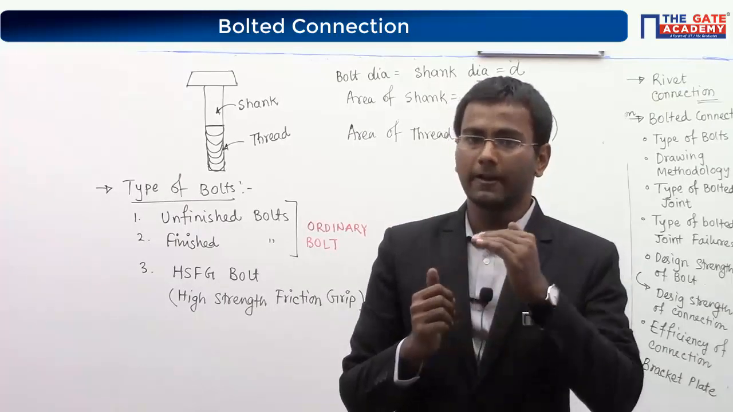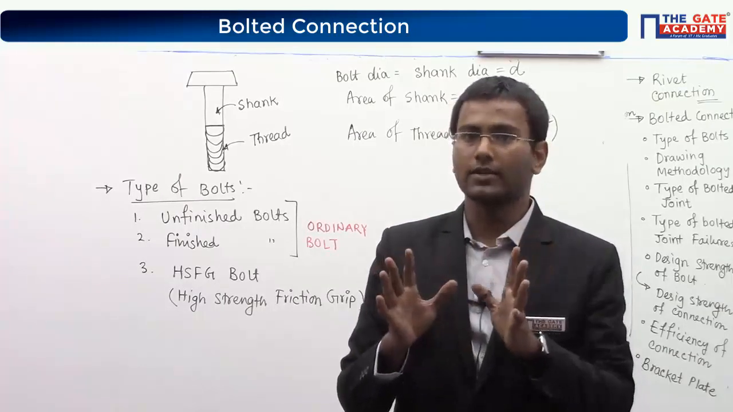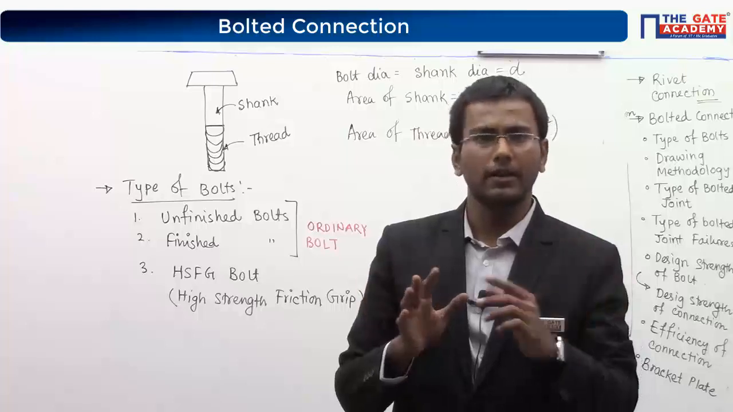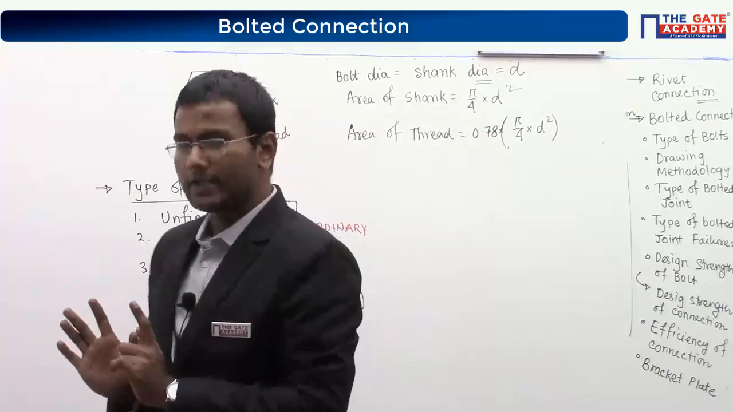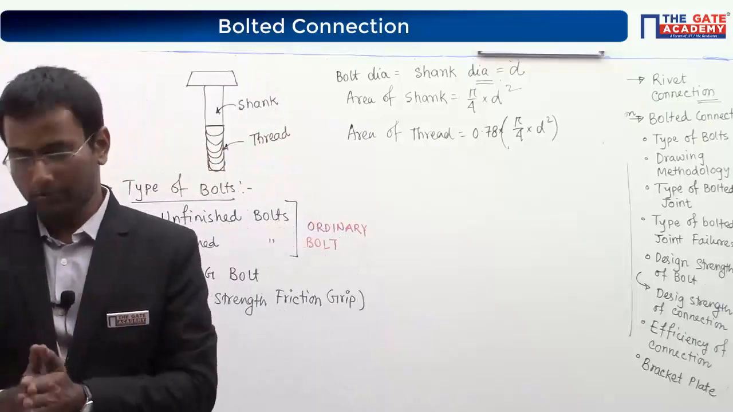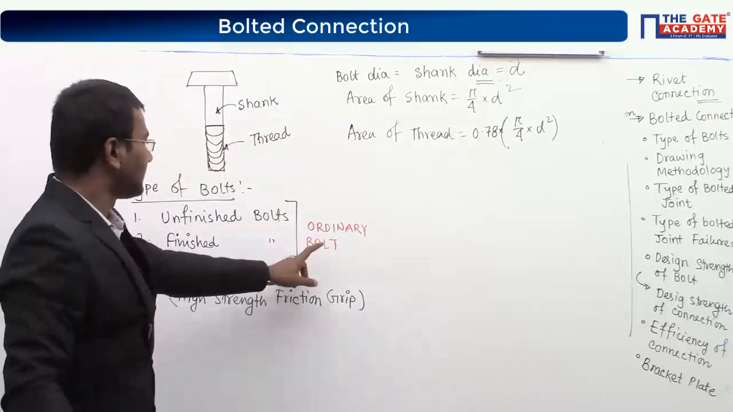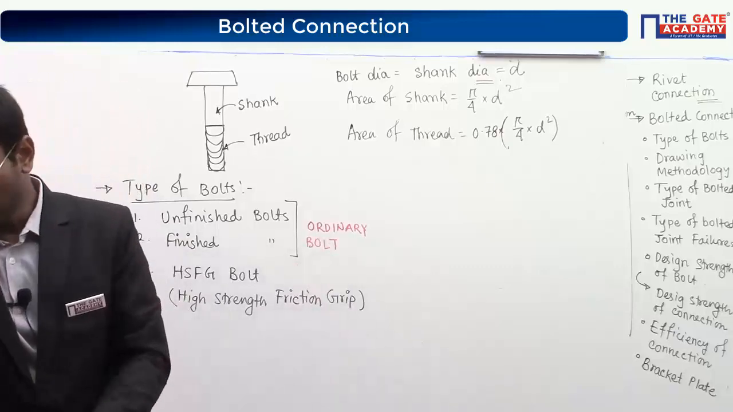If it is properly polished and finished, I can say finished bolt, and if it is rough, it is very simple, it is an unfinished bolt. There is not too much difference, but it is under the category of ordinary bolt. So I will directly discuss the basics of ordinary bolt.